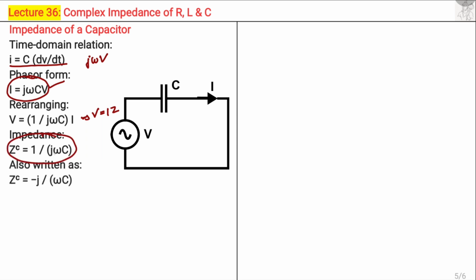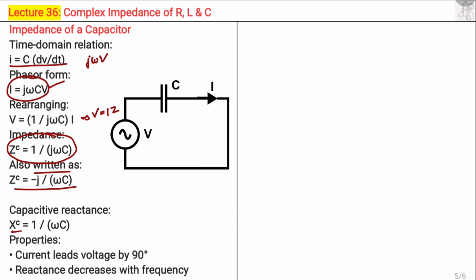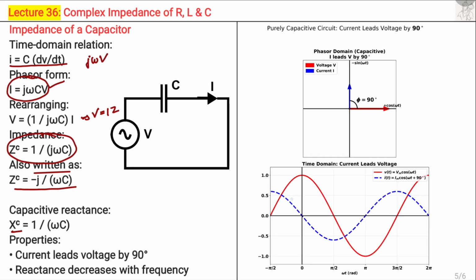Here, if j is moved to the numerator, it can also be written as minus j by omega C. Here 1 by omega C is simply the capacitive reactance, which is represented by XC. So the properties are: the current leads the voltage by 90 degrees, which can be seen from here. The current wave is leading the voltage wave by 90 degrees, and also in phasor format, the current phasor is leading the voltage phasor by 90 degrees. Since omega is 2 pi f, XC becomes equal to 1 by 2 pi fC. So if frequency increases, the reactance decreases.